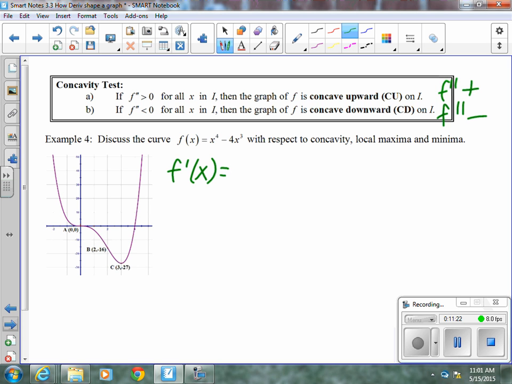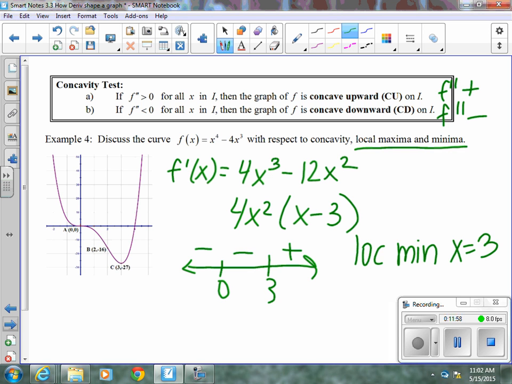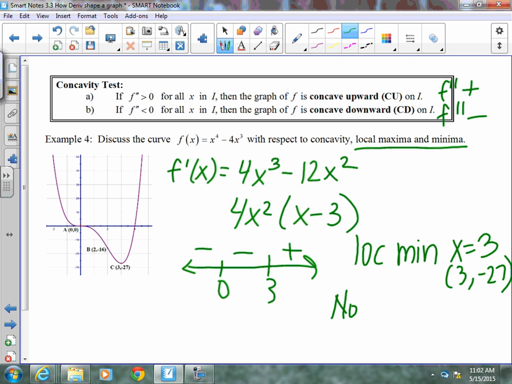First, they want us to discuss a couple things. Local maxes and local mins we can find first by finding the derivative, critical values of 0 and 3. If we look at our graph, before 0 it's decreasing, between 0 and 3 it's decreasing, and after 3 it's increasing, which means we only have a local min at x equals 3, the point 3, negative 27. No local max.